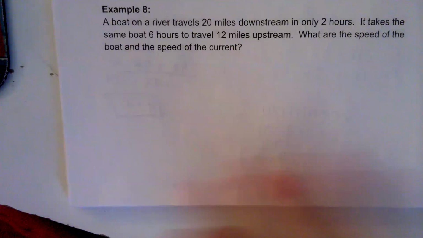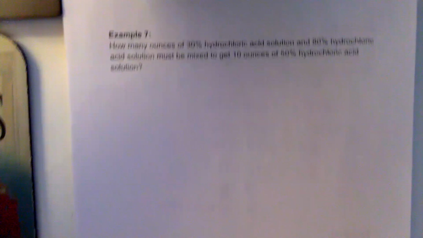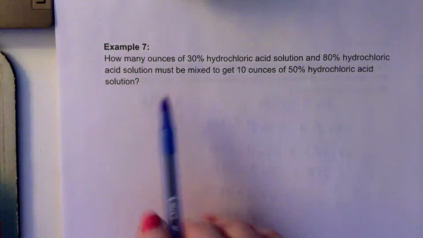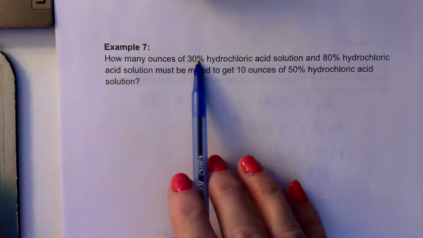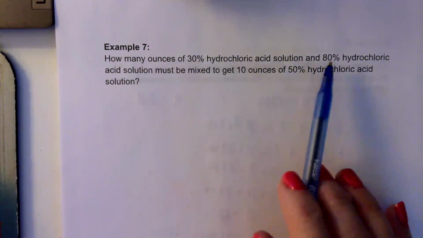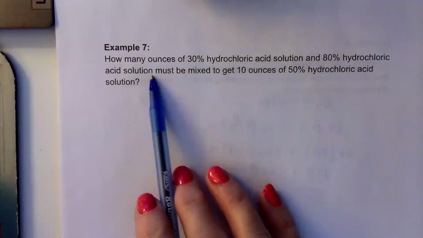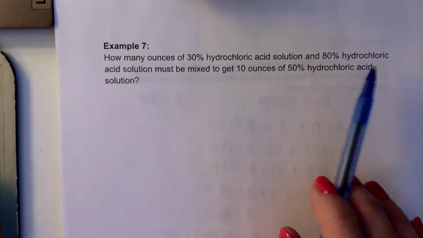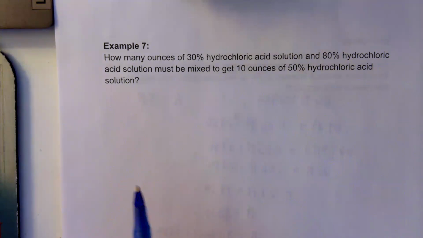Okay, the last 2 problems, 7 and 8, are a little bit trickier. This one is a chemistry problem. So if you're taking chemistry, you might see something like this. It says, how many ounces of 30% hydrochloric acid solution and 80% hydrochloric acid solution must be mixed to get 10 ounces of 50% hydrochloric acid solution?